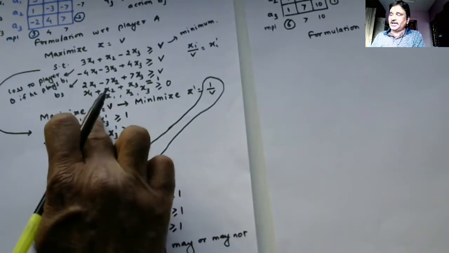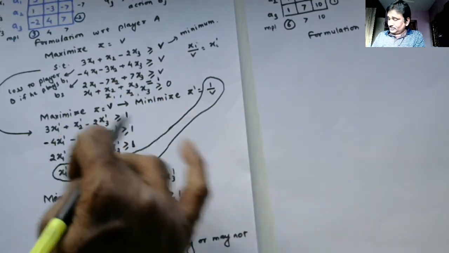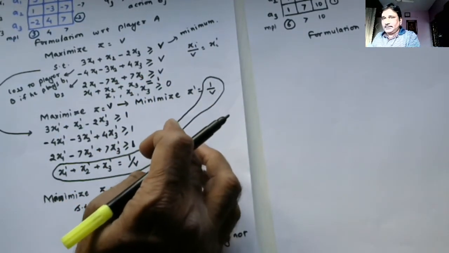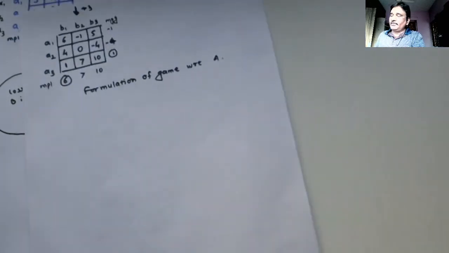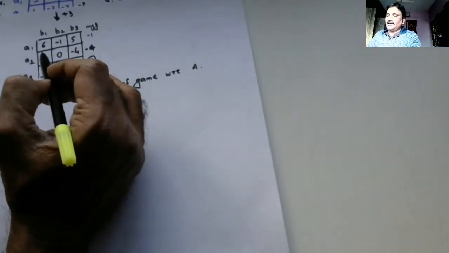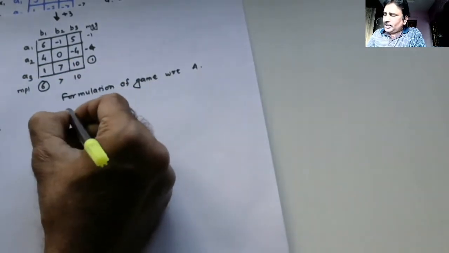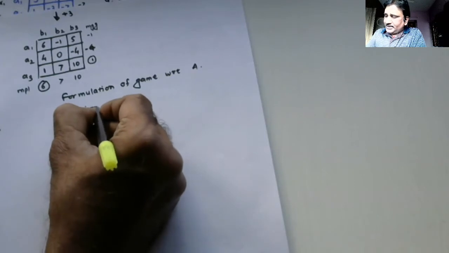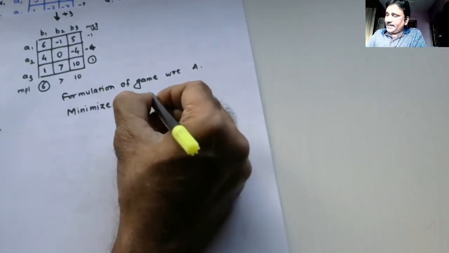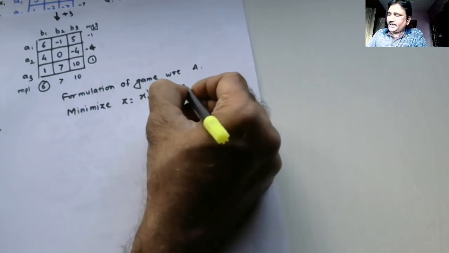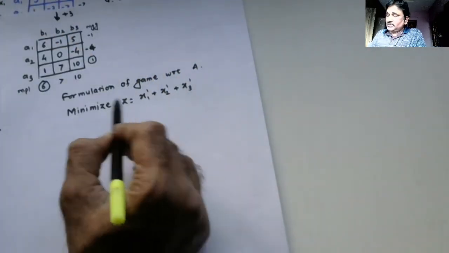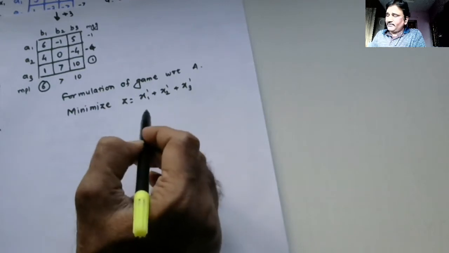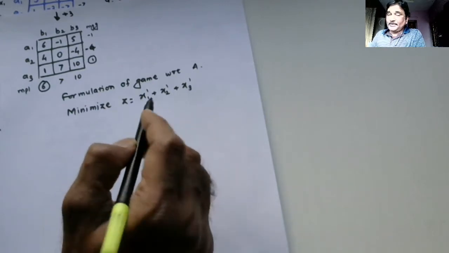So initially it starts with maximization, and while we do our processing, it turns to minimize, and finally it remains minimized. So our formulation will initially have the objective function of maximize type, but later it will turn to minimize. So it is minimize z equal to x1 dash plus x2 dash plus x3 dash. What are x1 dash, x2 dash, x3 dash? We have already seen those, and those are x1 by v, x2 by v, and x3 by v, where v is the game value and x1, x2, x3 are the proportions.